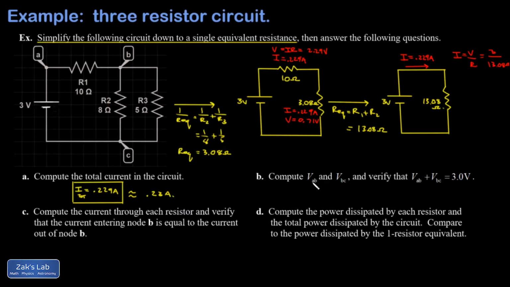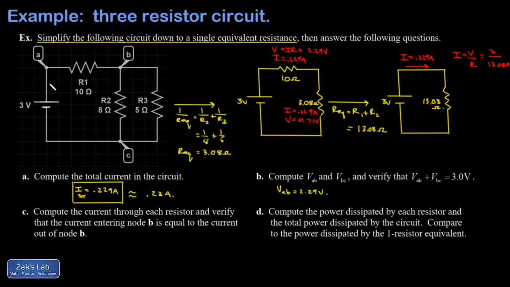Part B, compute the voltage from A to B and from B to C and verify that those 2 add up to 3 volts. So if I look at my nodes in the original diagram, going from A to B is just the voltage across R1 or the 10 ohm resistor, and I just figured that out. It's 2.29 volts. How about from B to C? Well, I'm just going to use the fact that the voltage across the equivalent resistor from a parallel combination is the same as the voltage across each of the resistors in the parallel combination. And I just computed that as 0.71 volts.